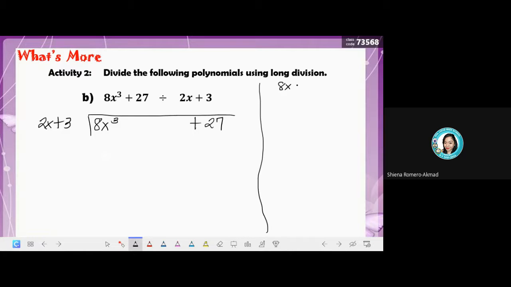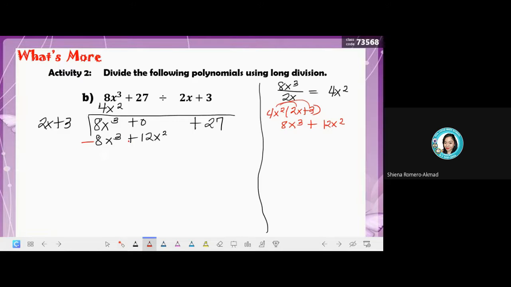So, this is x, 8x cubed divided by 2x. So, magiging 4x squared. Times natin siya sa 2x plus 3. So, we have 4x squared times 2x plus 3. Nililitan ko lang para magkasya. So, we have 8x cubed plus 12x squared. So, sulat lang natin dito. 8x cubed plus 12x squared. So, ito 0.